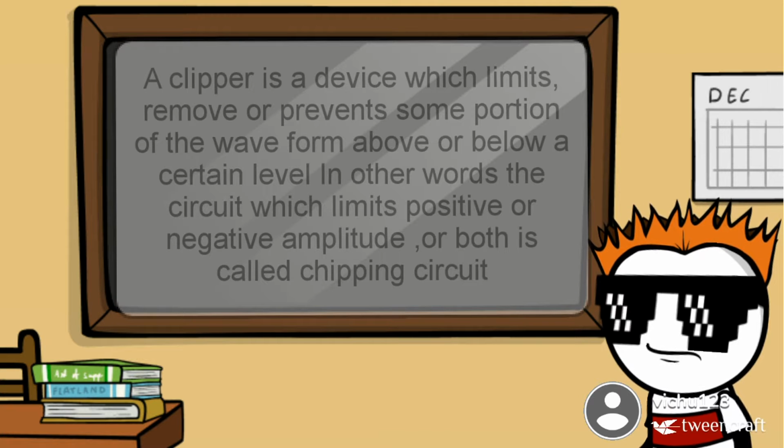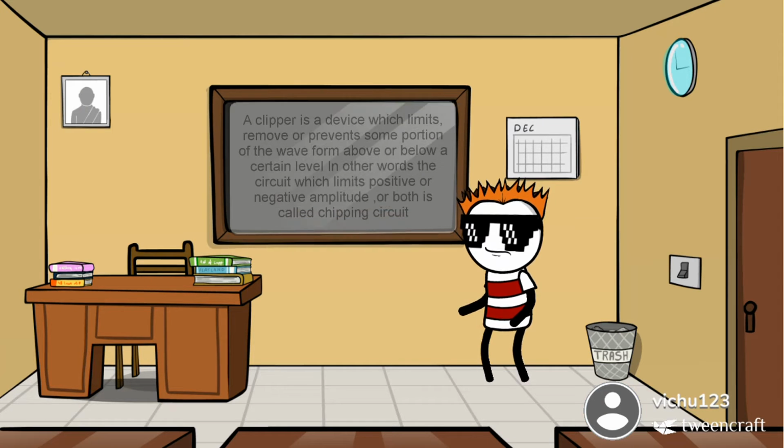A clipper is a device which limits, removes or prevents some portion of a waveform above or below a certain level. In other words, the circuit which limits the positive or negative amplitude or both is called a clipping circuit. Okay, remove that and bring me the circuit diagram.